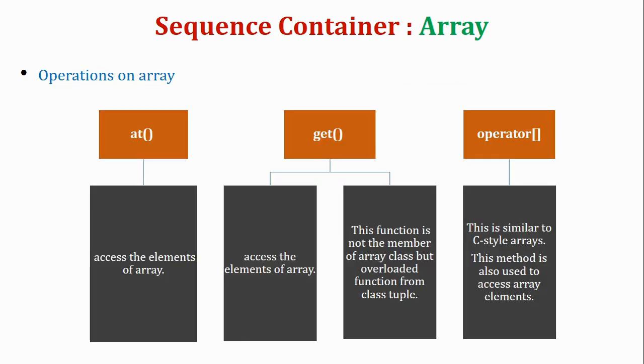And next one is the operations on array. First one is at. It will access the element of the array. And next one is get. It will access the element of the array. It means both are used to access the elements of the array. And next one is the operator, which is similar to a C-style array. This method is also used to access the array element.